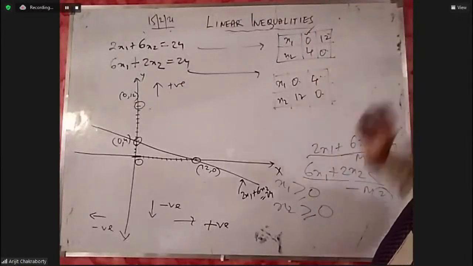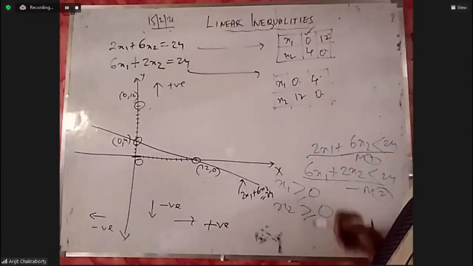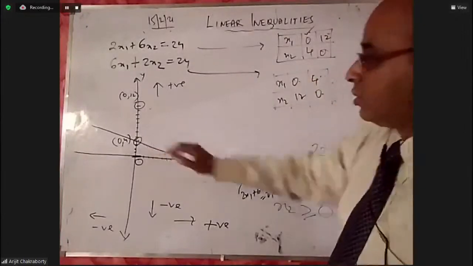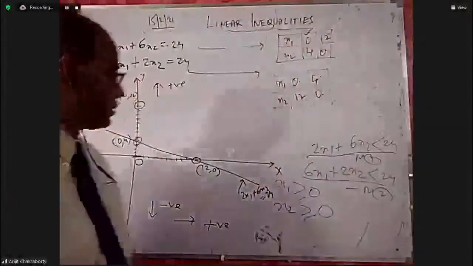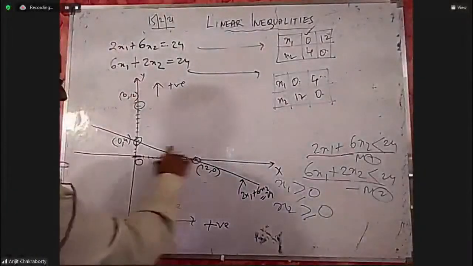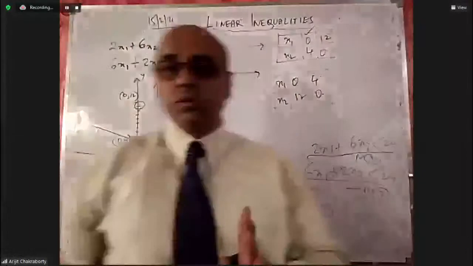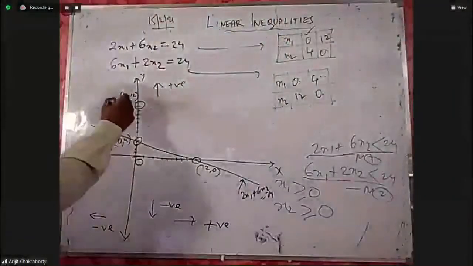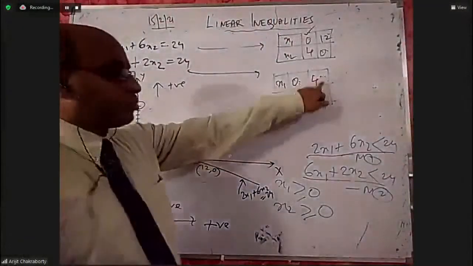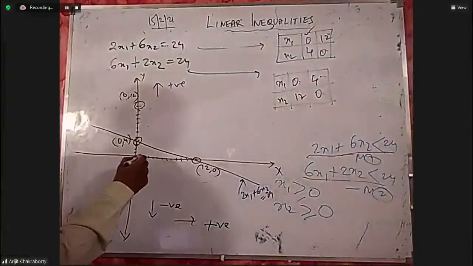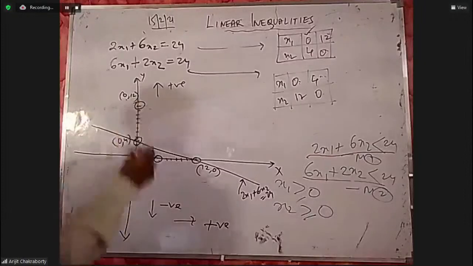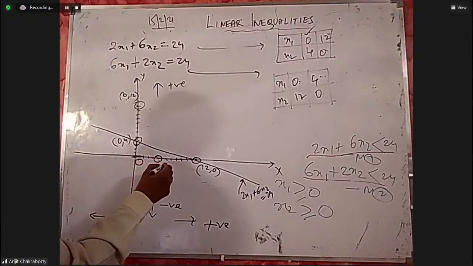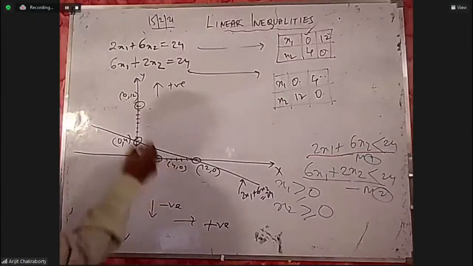I'll take 0, 12 first. We have taken 0, 4. Now I will take 0, 12. So 0, 12 means no movement on the x-axis. We go 12 units up. So this point is 0, 12. And we have 4, 0. 4, 0 means 1, 2, 3, 4. This is 4, 0. So for the second equation, we have got these 2 points, the x-axis point and the y-axis point.